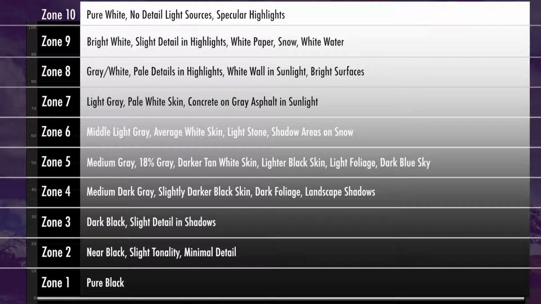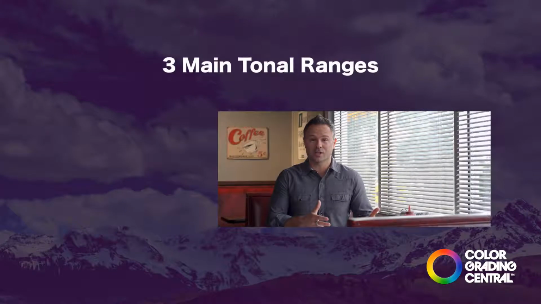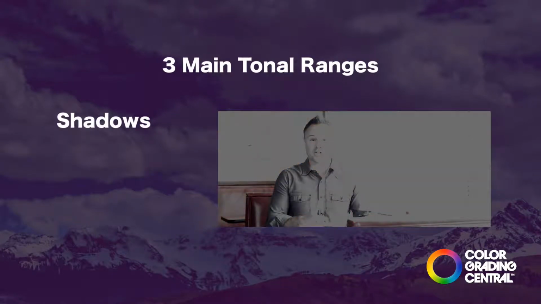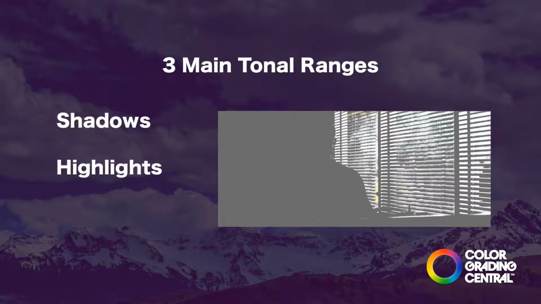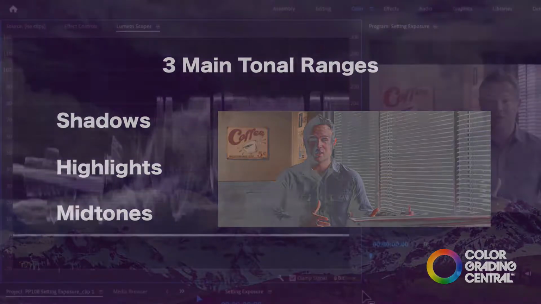While the Ansel Adams zone system breaks exposure out into 10 different zones, we'll often refer to exposure in a more general sense to describe the 3 main tonal ranges. We'll use the term shadows to describe the darkest parts of the image, the term highlights to refer to the brightest parts of the image, and the term midtones to refer to everything else in between the shadows and highlights. Okay, now that we've covered the basic terminology, let's do some color correction.